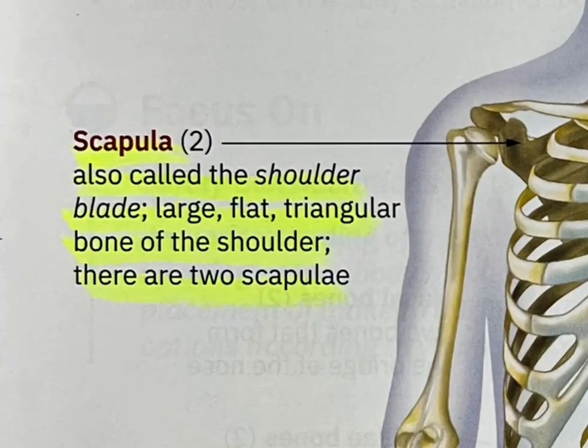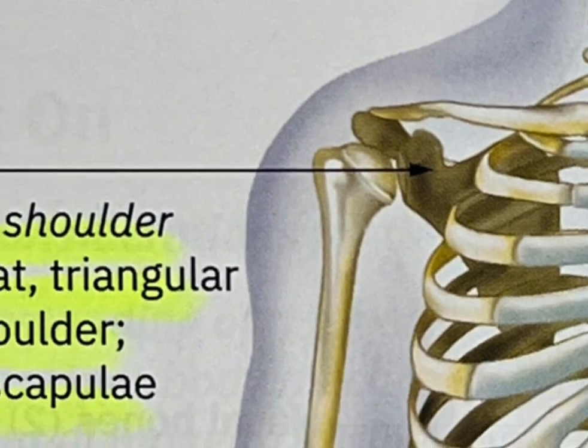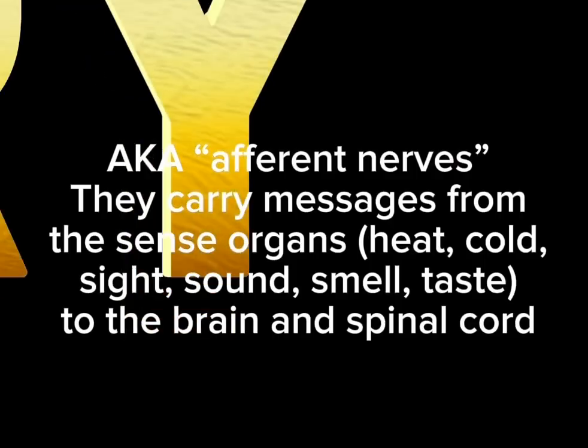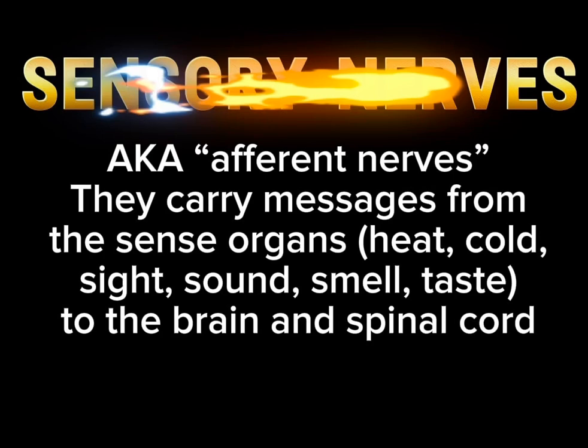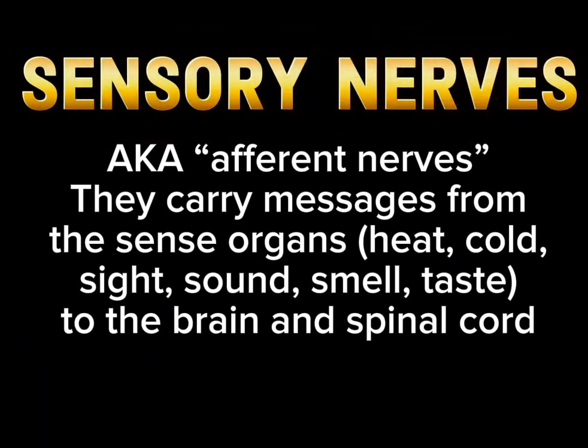Scapula, also called the shoulder blade, a large flat triangular bone of the shoulder. There are two scapulae. Sensory nerves, also known as afferent nerves. They carry messages from the sense organs, heat, cold, sight, sound, smell, and taste, to the brain and spinal cord.